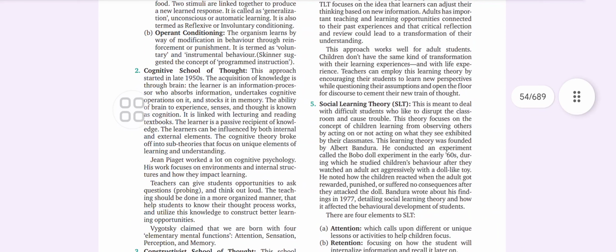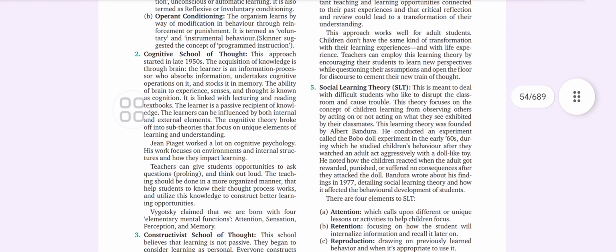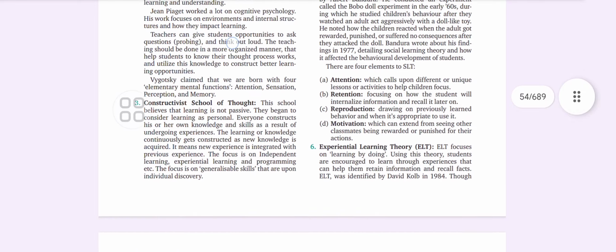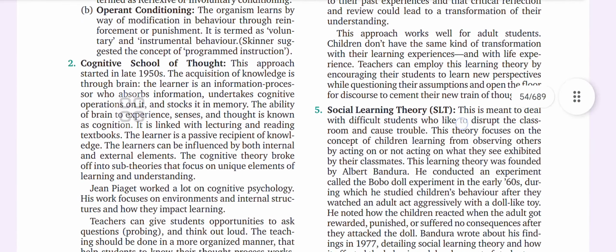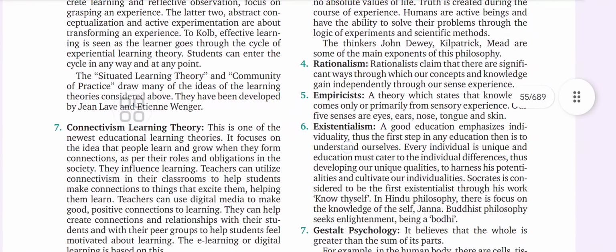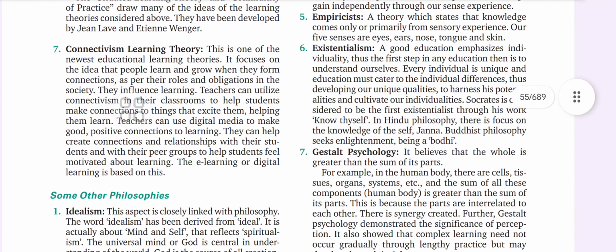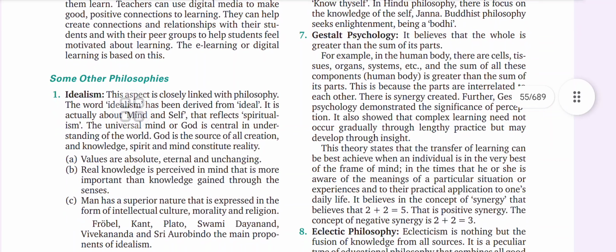The behaviorists have put forward 3 main laws and types of conditioning. Cognitive school of thought, in short, is an approach that started in the late 1950s, the acquisition of knowledge through brain cognition. Constructivist is also there for the construction, transformative and social learning theory. Connectivism is there. I am not getting into everything, I am just telling you what you need to study for your Paper 1 in gist.